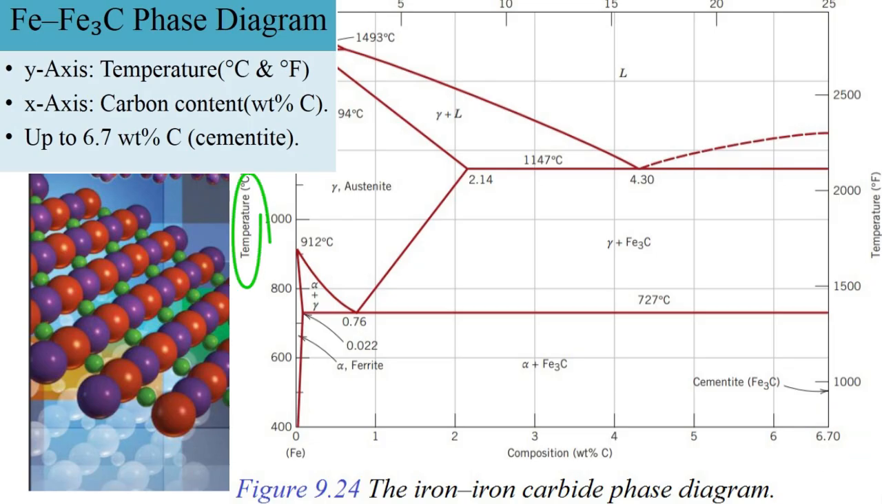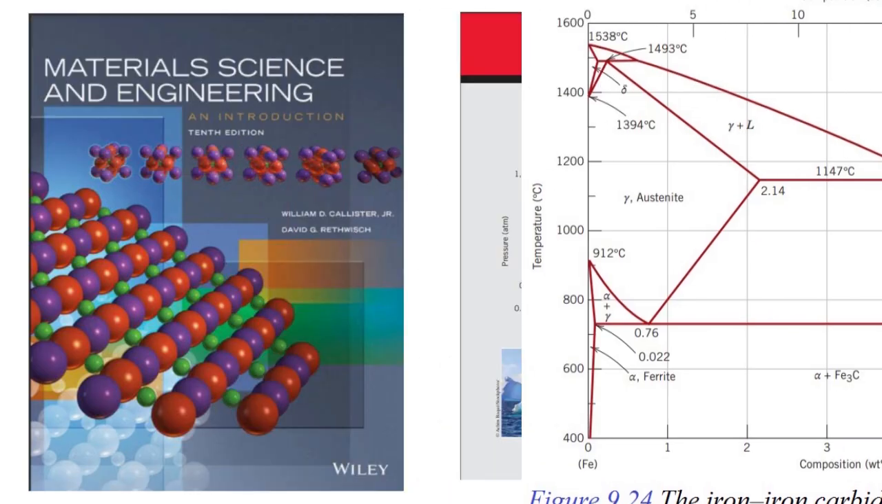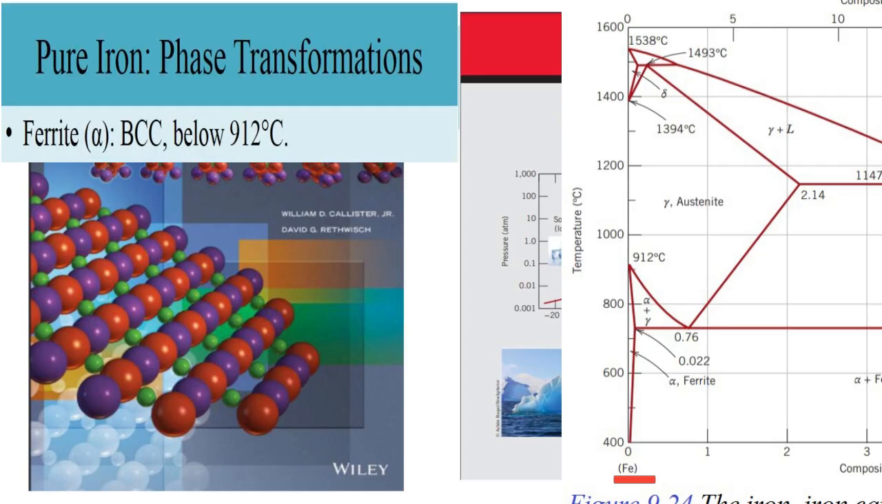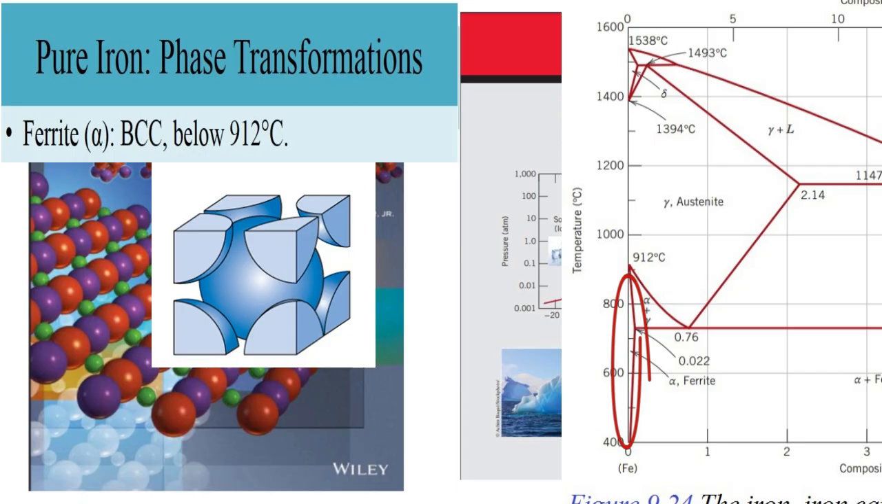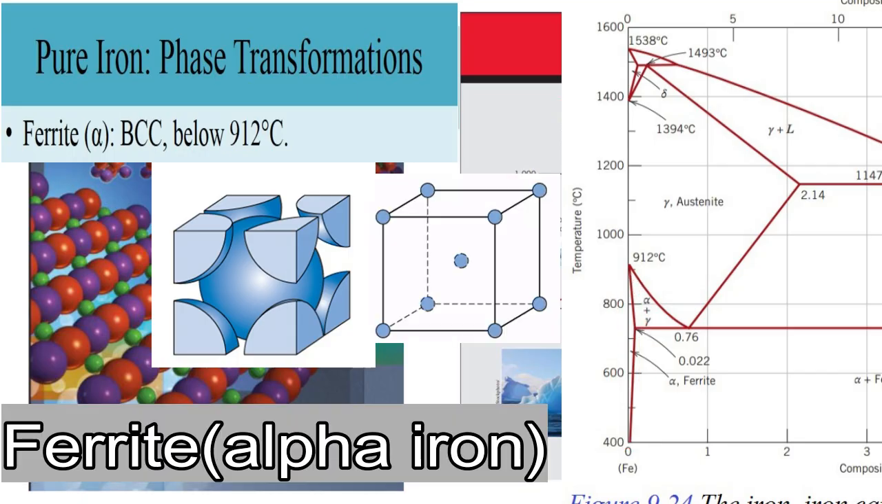Temperature running up the left side, usually in both Celsius and Fahrenheit for convenience. And then across the bottom, that's the composition axis, typically in weight% carbon, though sometimes you see atomic percent too. Right. And let's start with pure iron itself. That's the far left vertical axis, 0% carbon. At room temperature, pure iron has a body-centered cubic, or BCC, crystal structure. We call this phase ferrite.